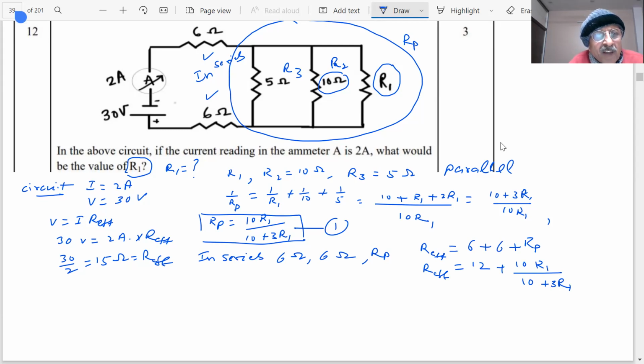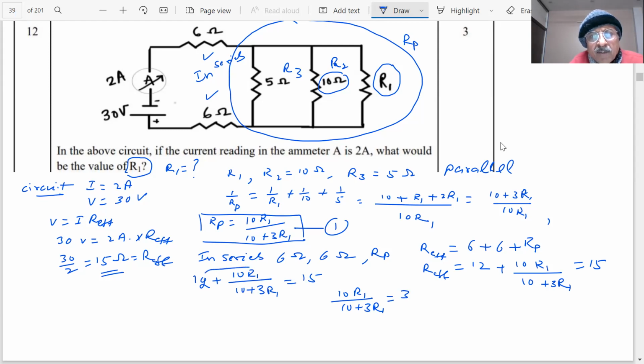Now the effective resistance we have calculated to be 15 ohms. This is equal to 15, student. Then what do you get? Solve this. We have to solve this equation, student. So this is coming 12 plus 10R1 divided by 10 plus 3R1 is equal to 15. Take this on the other side, student. 10R1 divided by 10 plus 3R1 is equal to 3. 15 minus 12, 3. Okay? 15 minus 12 will be 3.